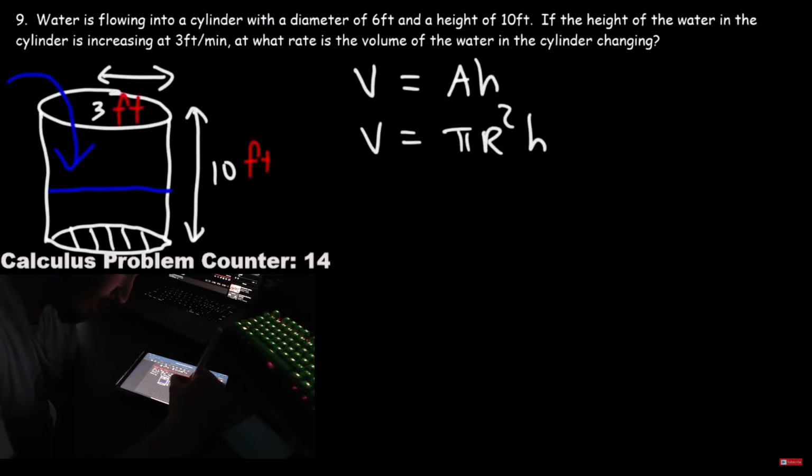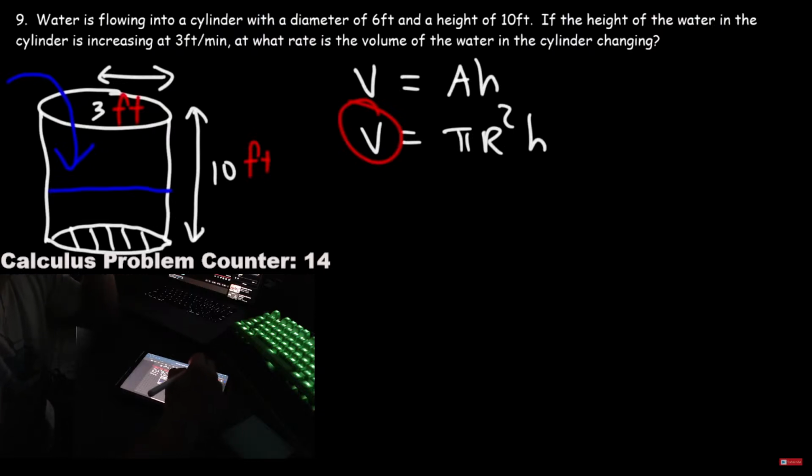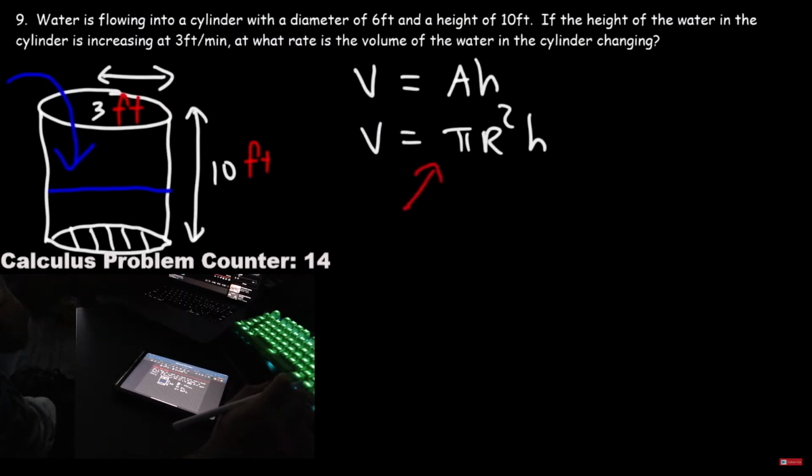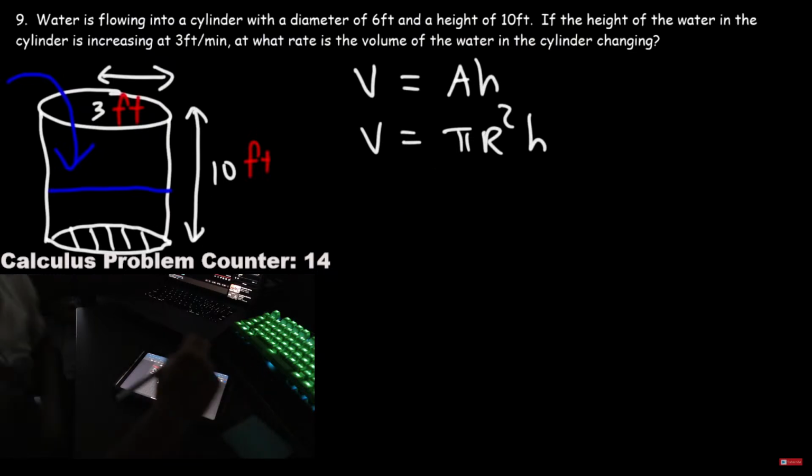Now, we need to know which letters are constants and which ones are variables. So V, the volume, would you say it's a variable or a constant? In this case, V is a variable because the volume of the water in the cylinder is changing, it's not constant. Pi is a constant, it's always 3.14. Now what about the radius of the water in the cylinder? Is that constant?